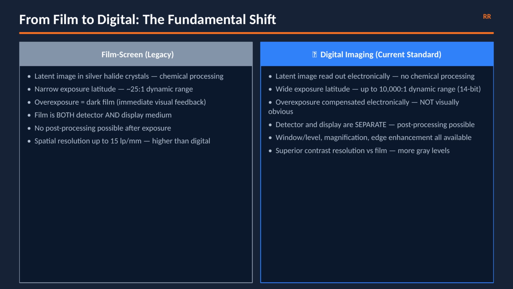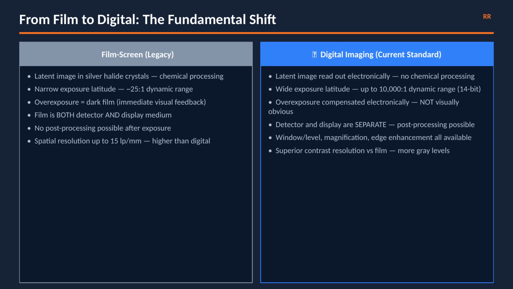Overexposure visibility, an overexposed film was dark and immediately obvious. An overexposed digital image looks diagnostic on screen. The system compensates electronically. This is the defining challenge of digital dose management. And why the deviation index, DI, exists. Post-processing, film, what you expose is what you get. Digital, window and level, magnification, edge enhancement, and noise reduction are all available after acquisition.